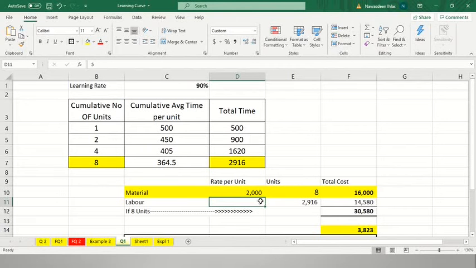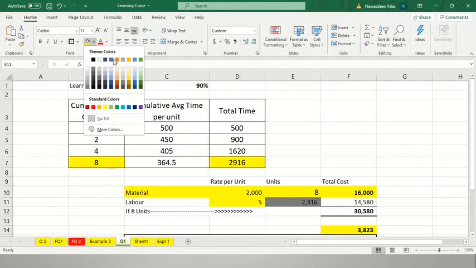The labor rate is same, 5 per hour, but the hour requirement consumption will be reduced because of the learning curve theory.